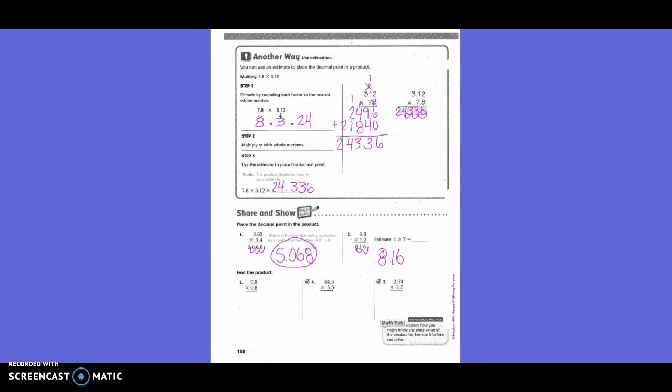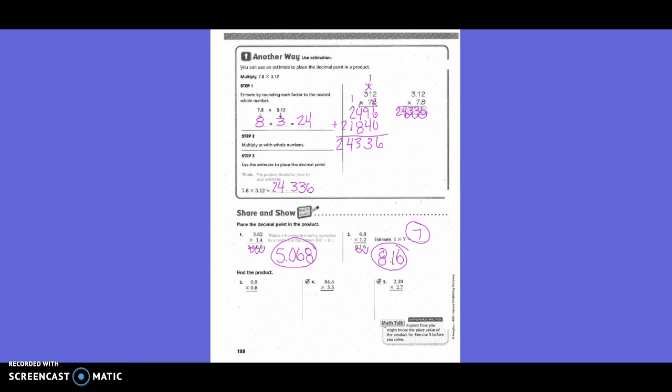8 and 1600. Now on this one, they actually estimated. They estimated 1 2/10 to 1 and 6 8/10 to 7. And so 1 times 7 is 7. So that's decently close, right? Okay.